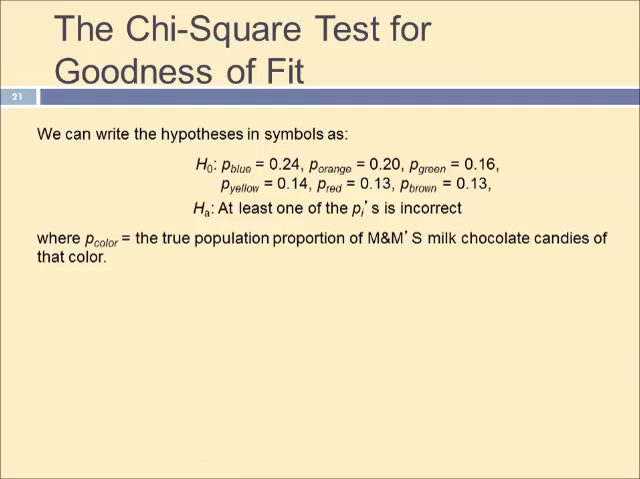So we can write the hypotheses in symbols as follows. The null hypothesis is that the proportion of blue is 0.24, the proportion of orange is 0.2, etc. So these are all equal to what the company claims. And the alternative hypothesis is that at least one of the proportions is incorrect.